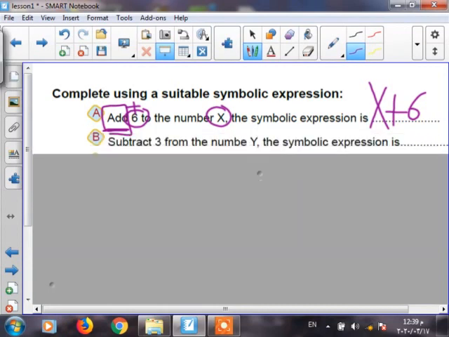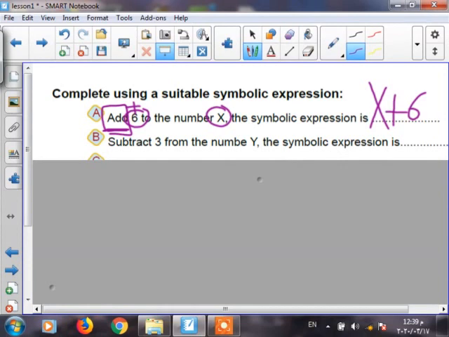The next one, I want to subtract 3 from the number 5. What is the meaning of the word subtract? Subtract means minus. I want to subtract 3 from the number 5. I have here the first one 3, the second one 1. What is the meaning of subtract from?